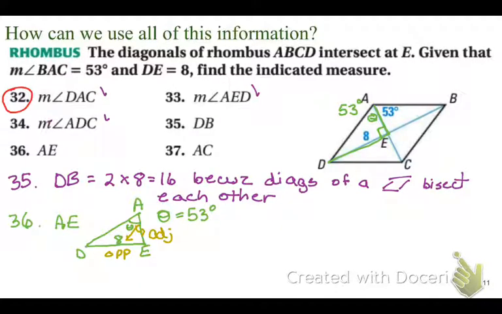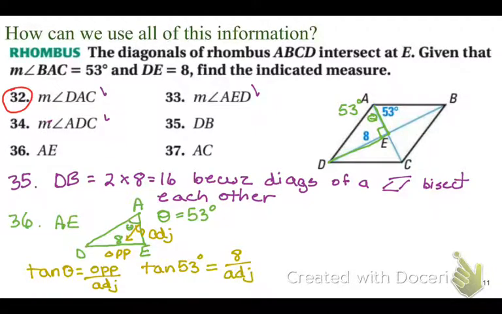So if we think of SOHCAHTOA, which of the three functions, sine, cosine, or tangent, uses the adjacent and the opposite? If you remember, that's tangent. So tangent of theta equals the opposite over the adjacent. In our case, the tangent of 53 degrees is equal to 8 over the adjacent. It turns out the tangent of 53 degrees is equal to 1.3720, and that's just by looking at the trig tables. So 1.3720 is going to be equal to 8 over the adjacent.